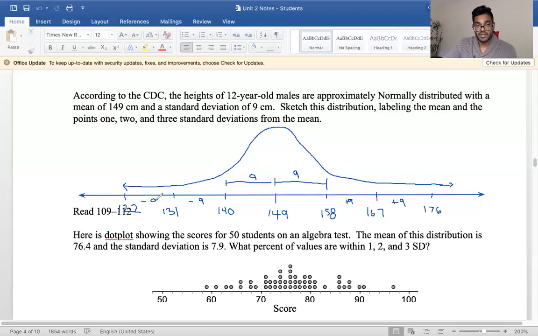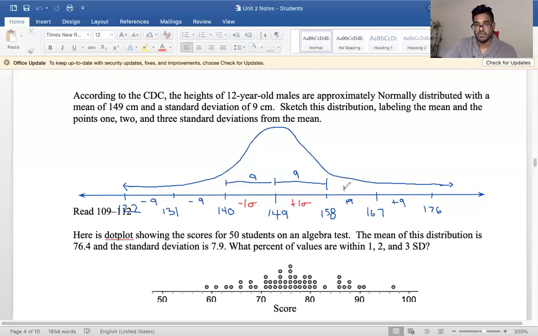Again, subtract 9 each time. And now we can label this a little bit more. We can go in here and use a different color. So this is minus 1 standard deviation. On this side, this is plus 1 standard deviation. So I can label all these sections and then do a different color.